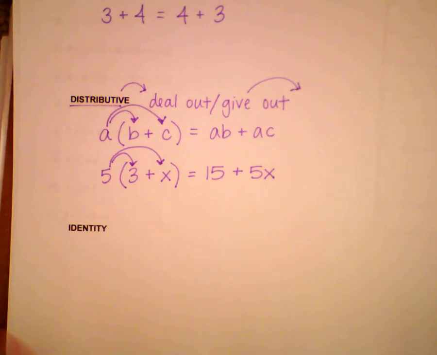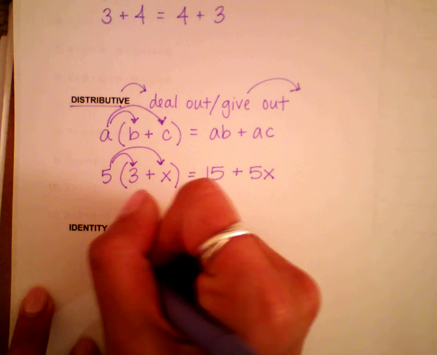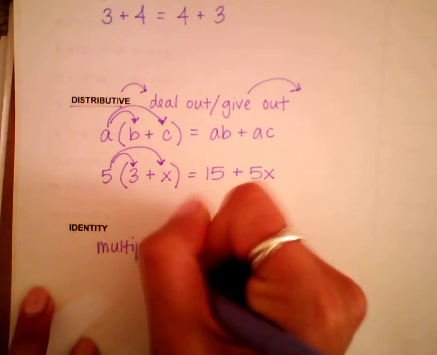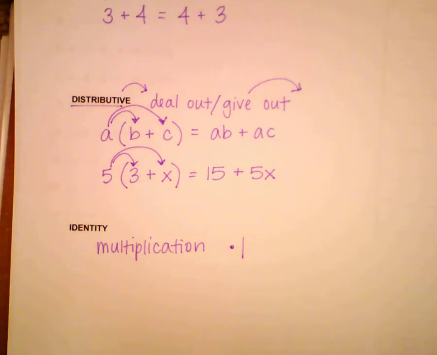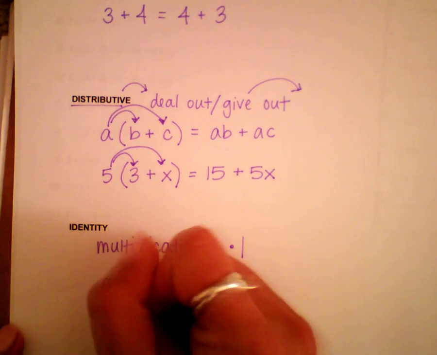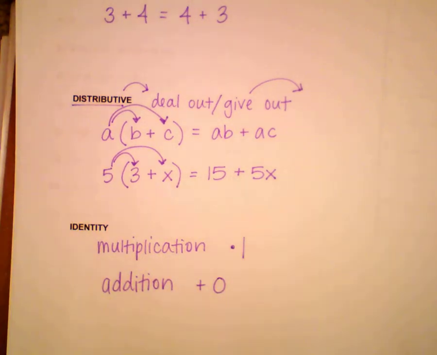Lastly, we have identity property. Hopefully you know the word identity is just kind of who you are. So if I do nothing to my identity, I will look exactly the same. Well, hopefully you know that anything in multiplication times 1 does nothing to something's value. Just like with addition, adding 0 does nothing to the value, so the identity is staying exactly the same.